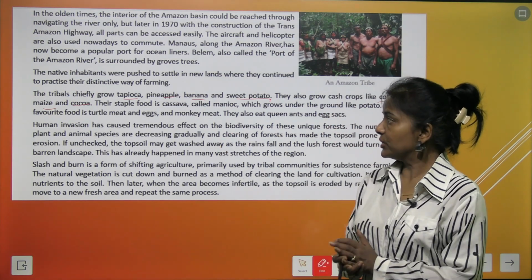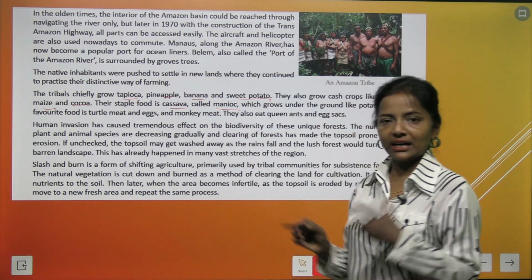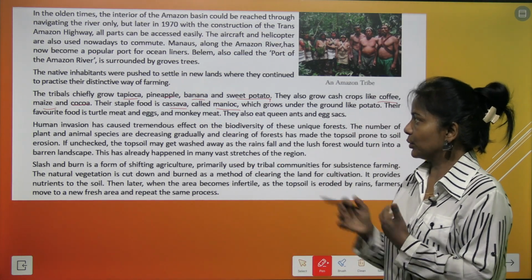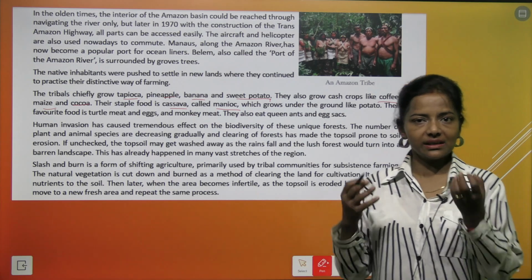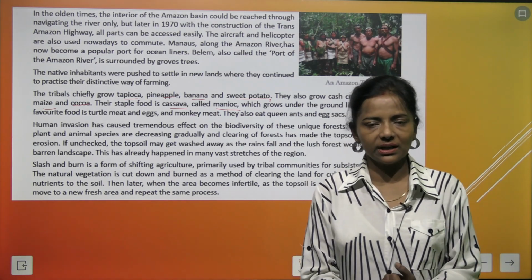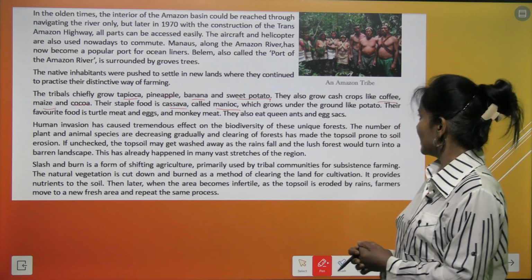Their staple food is cassava, called manioc, which grows under the ground like potato. Just as potato grows below the ground, cassava also grows underground.